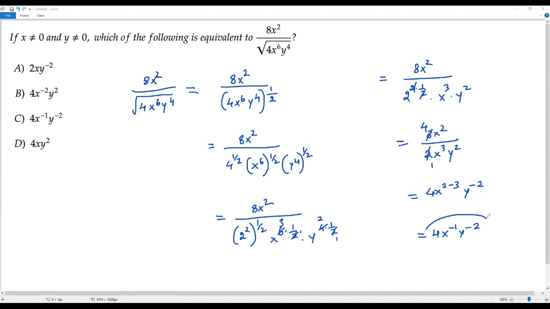Okay, now I got the expression that is equivalent to the given expression, that is 4 times x to the negative 1st power times y to the negative 2nd power. I find this one in answer choice C. The correct answer choice for this question is C. Okay, let's look at the next question.